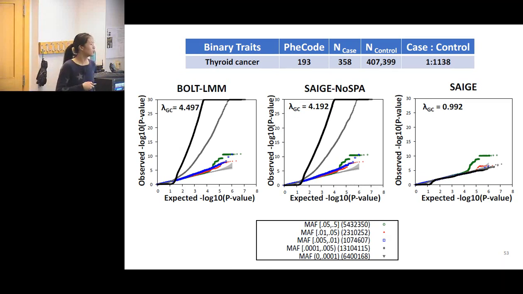So if you only decrease your case number, you will probably lose lots of these rare variants, since they do not exist in a small sample size.